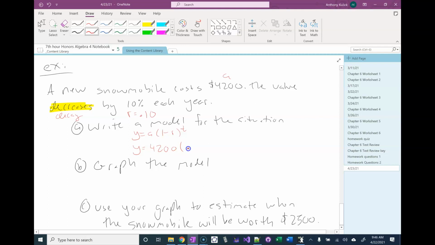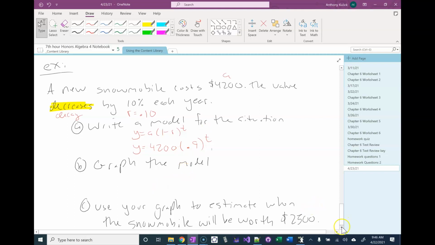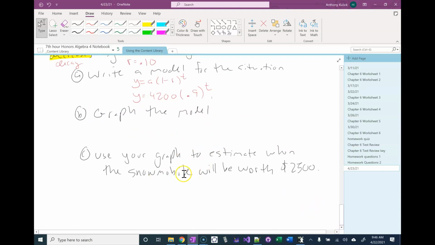Again, a model should be a function. 1 minus 0.1 is 0.9. So it should always have two variables in it, a y and a t in this case. So then we're asked to graph the model and to estimate, or using that graph to estimate when the snowmobile would be worth $2,500.